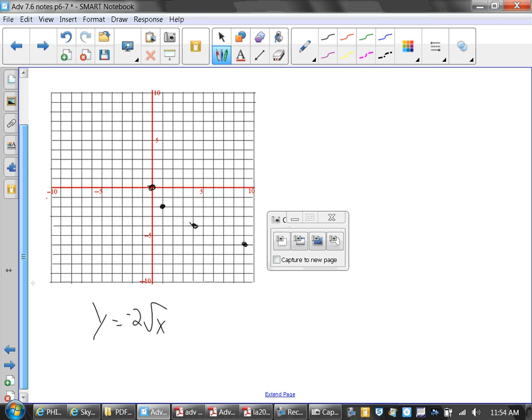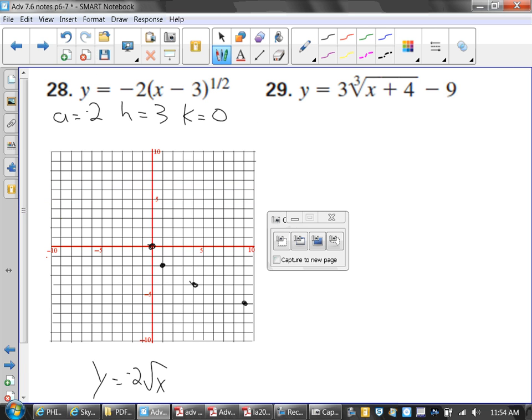From there, you have to shift it. What do you shift here? Right 3. Just move all these points to the right 3 points. Wait, for your A, is that negative? Yeah. And there's your new graph. You've got to plot the parent and the shift.